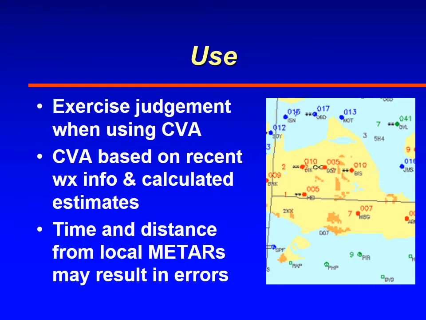So in summary, always use good judgment when you're using the CVA. Also, remember that the CVA is using the most recent weather information every 5 minutes. And also it estimates the ceiling and visibility and flight categories in between stations, and that may not always be accurate. And then the farther away you are from a METAR station, if there are no METAR stations in between, the bigger the error will be, and also the greater the time between observations. Perhaps greater error will be introduced if weather conditions are changing rapidly.